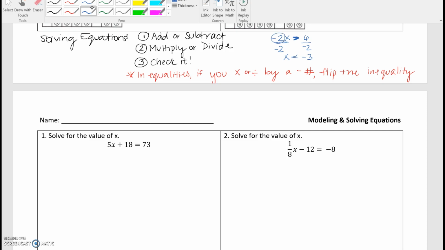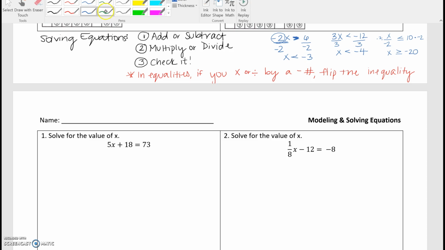So if I had done 3x is less than negative 12, well, I'm dividing by a positive 3, so I don't flip my sign. So only if the number with x is negative, then you'll flip the sign. So even if it was x over negative 2 is less than or equal to 10, I'm multiplying times negative 2 on both sides, so I do have to flip the sign: greater than or equal to negative 20.